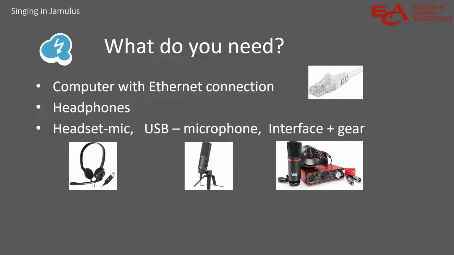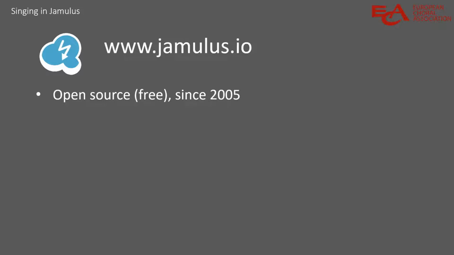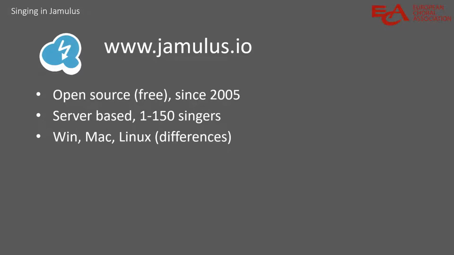I have some choir members who can't use the computer because it's a work computer and doesn't allow other software to be installed. You can use a dedicated computer like a Raspberry Pi and have a plug-and-play machine that brings you onto Jamulus and lets you sing together. There are a few companies like Music Bridge and Jam and Sing who provide it for you, and then for about 80 euros you will have a solution in a box. It's open source. That means that your computer might protest when you install it, and so you sometimes have a forced install.